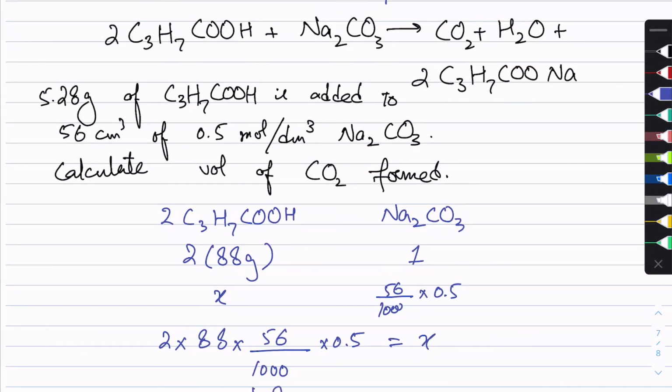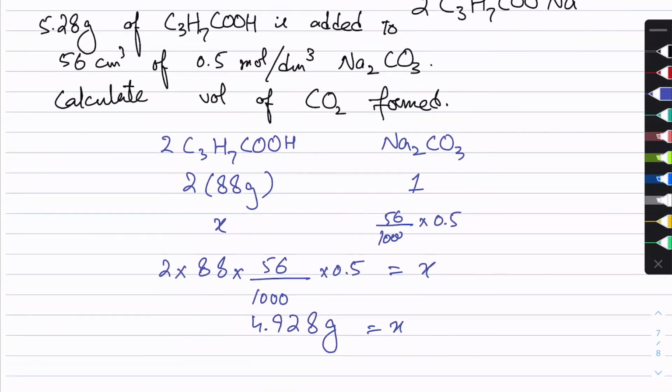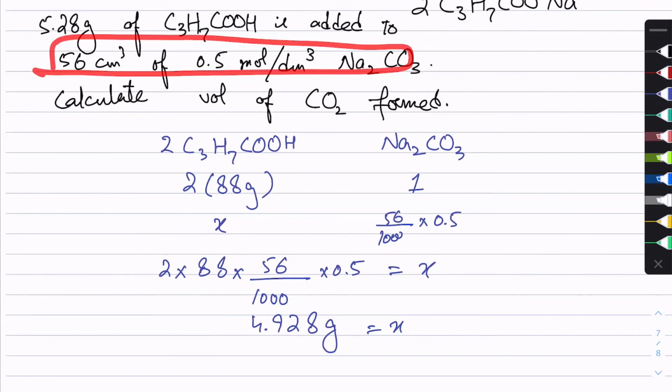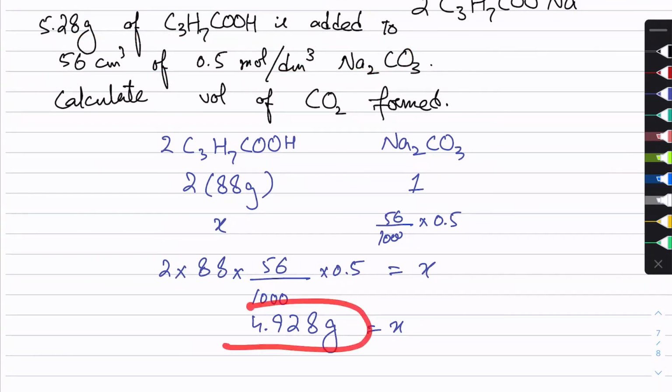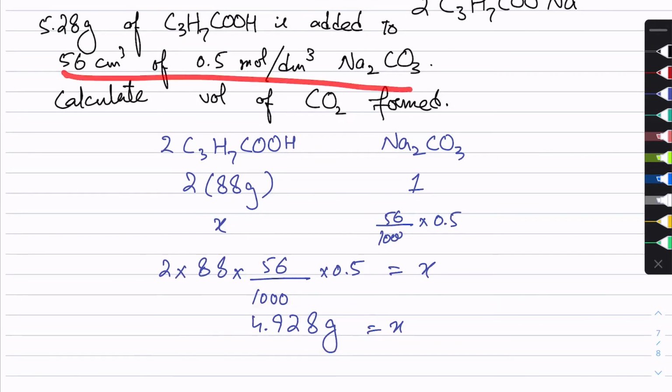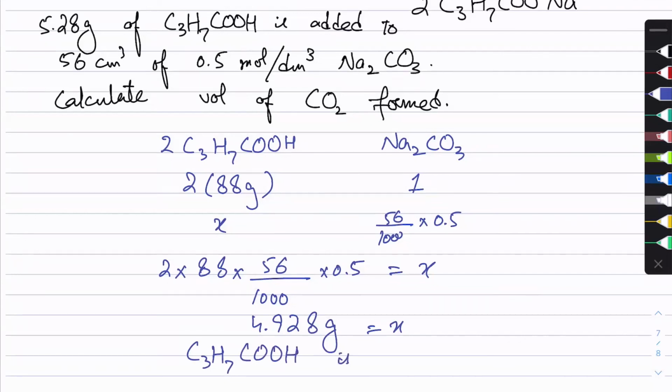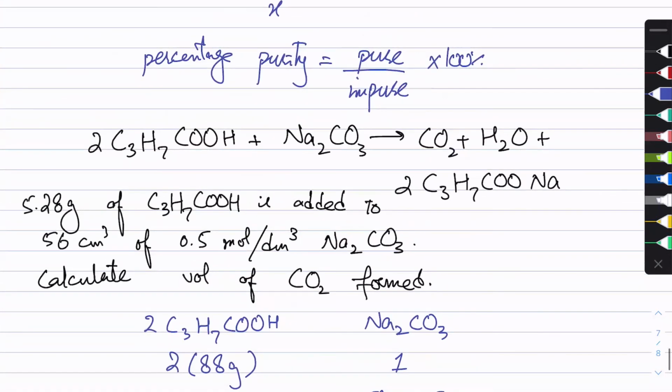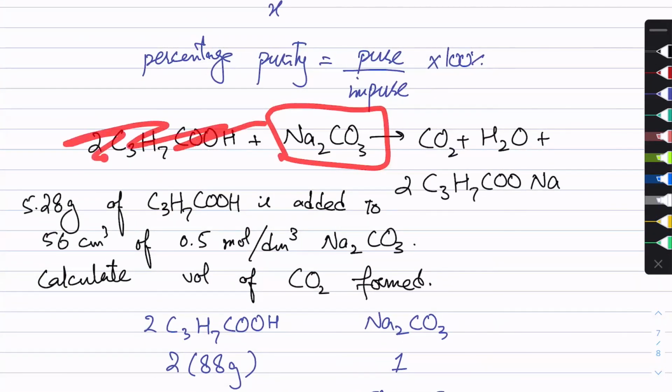So 4.928 grams equals X. Okay, so this is what I need for this to be completely used up. That's what the question is telling me, that I need this much grams and this will all be used up. This is sufficient for that. But I have more than that. That tells me that C3H7COOH is in excess. Because remember, the one that I run out of first, that's the limiting reactant. So in this case, our limiting reactant is this. So I'll ignore this, the one in excess.